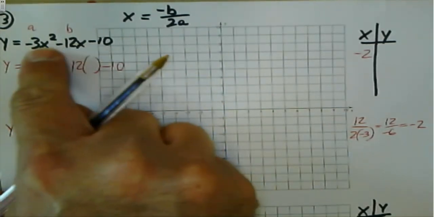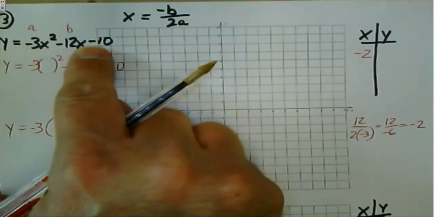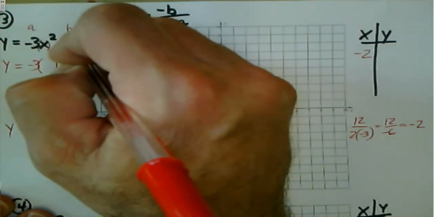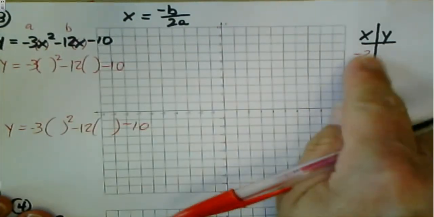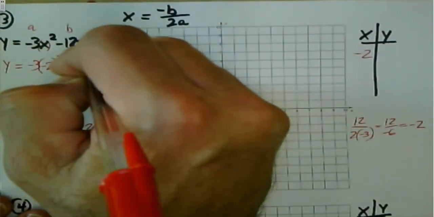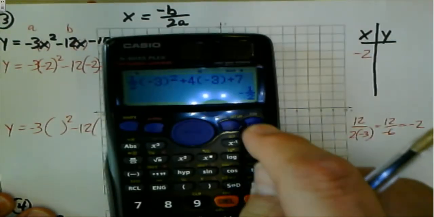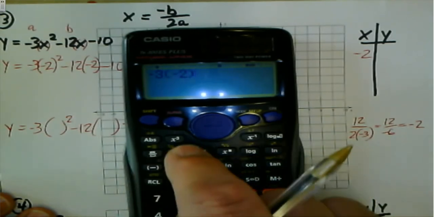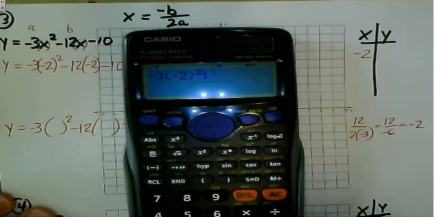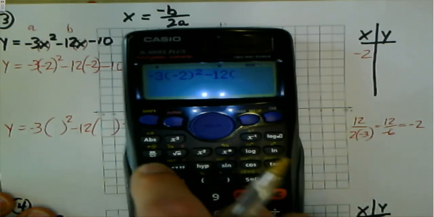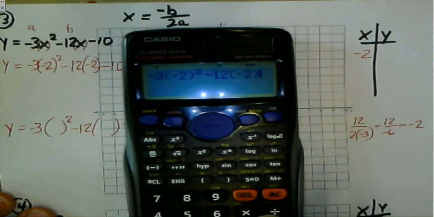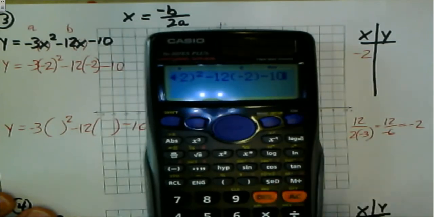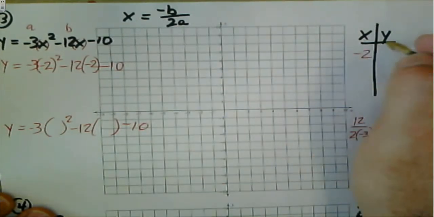That's all I did. I took out the x's and put parentheses in their place. What's the x I'm going to put in the first one? Negative 2. Take my calculator: negative 3, parenthesis, negative 2, parenthesis. I want to square that. Then minus 12, not negative 12, minus 12, parenthesis. This is a negative 2 because it's inside the parentheses. And then minus 10. Hit equals, and we get 2.